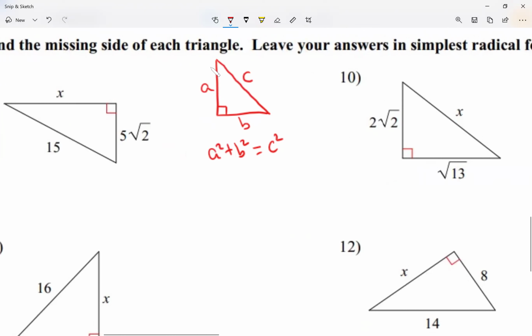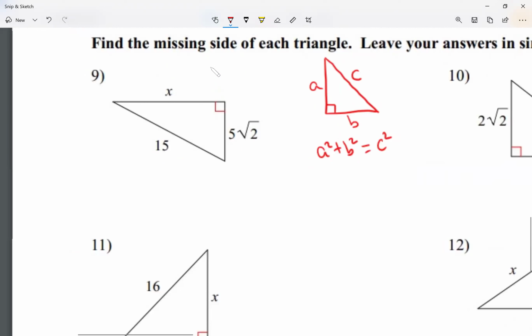Okay, now let's take a look at question number 9 here. Find the missing side of each triangle. Leave your answer in simplest radical form. Yesterday we talked about how to simplify a radical, so I might have to simplify some radicals. Let me label my sides A, B, and C. C is the longest side, the diagonal side. So I'm going to call this C, this one A, and this one B.